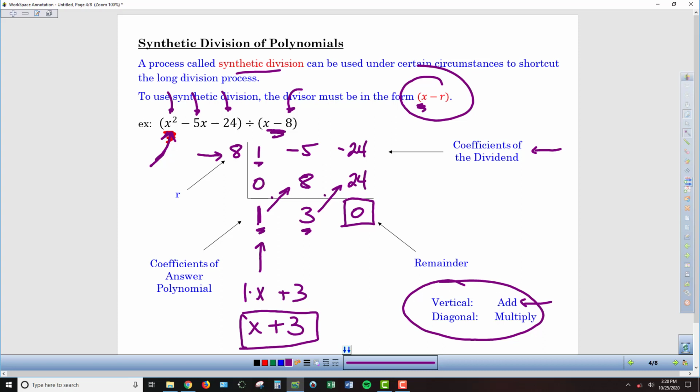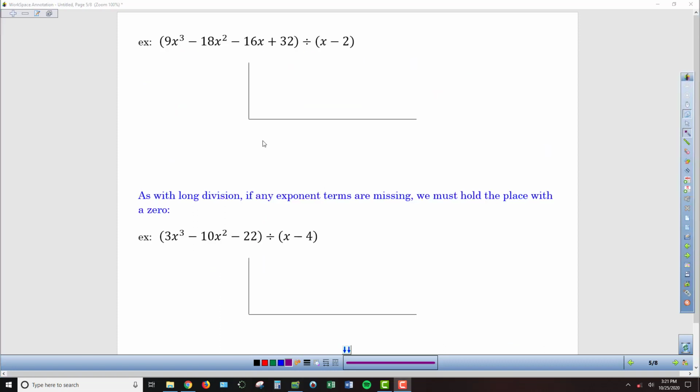As we practice this, we're going to see that this is a lot more efficient, a lot faster way of dividing polynomials. So let's take a look at a second example. Again, none of this is possible unless our divisor is in the format x minus r, which in this case it is. It's x minus 2, so that means our r is going to be 2. We're going to use the opposite of the positive or negative sign that we see there, so we're going to put a 2 there.